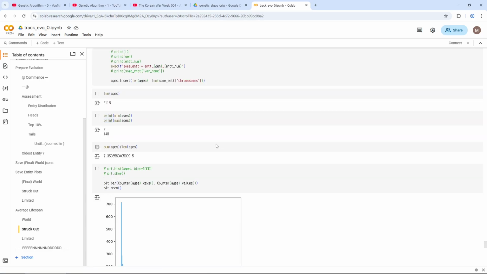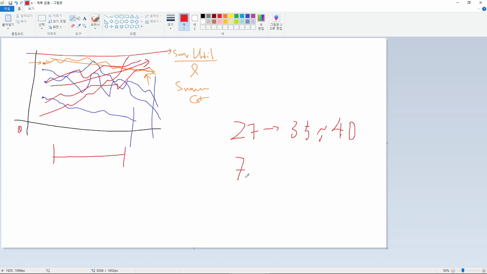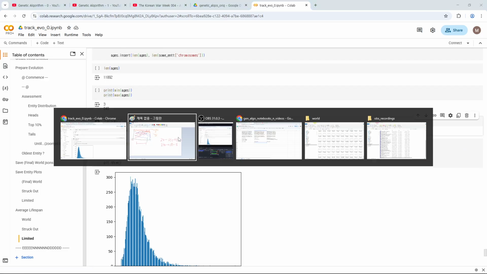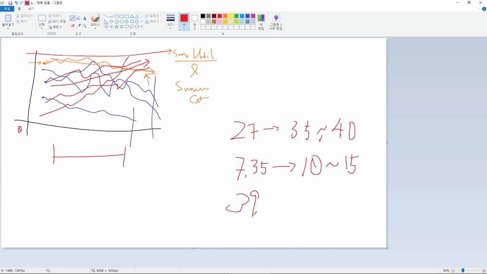and then 7.35 to maybe 10 to 15, and for the limited entities, 39.53 to maybe 45 to 60.